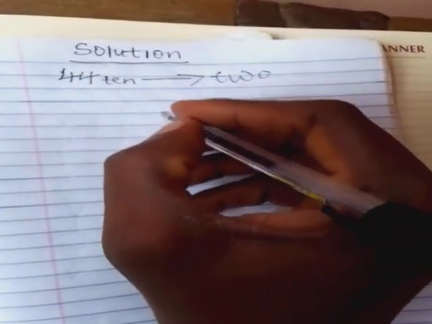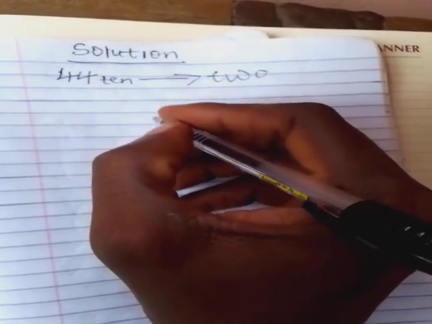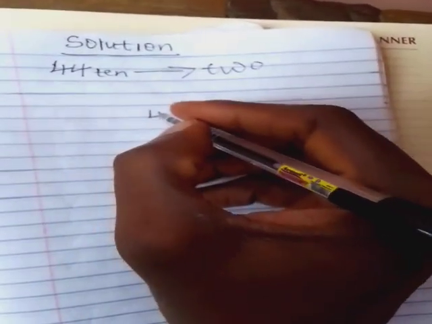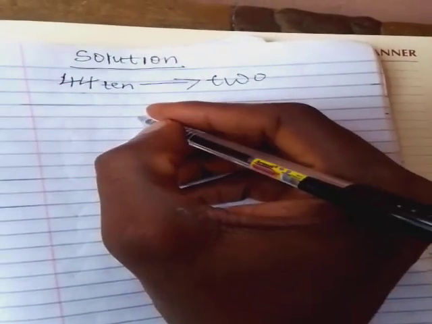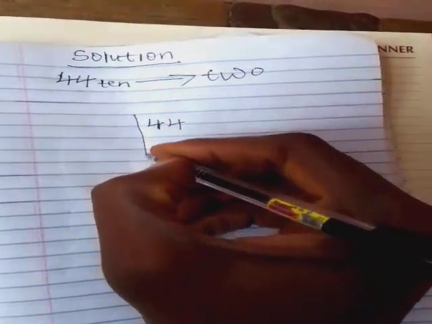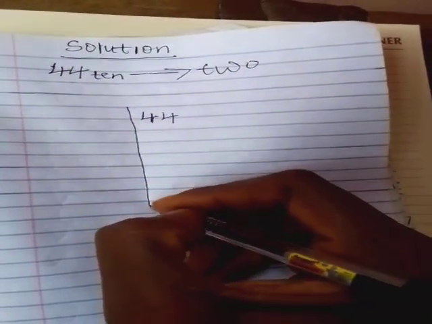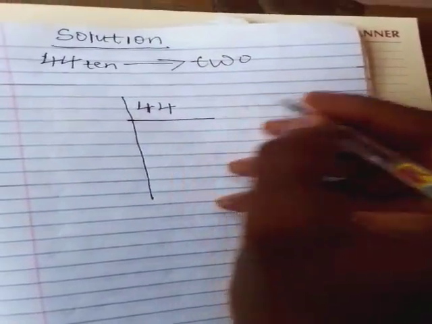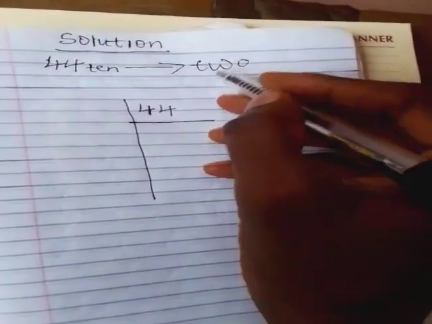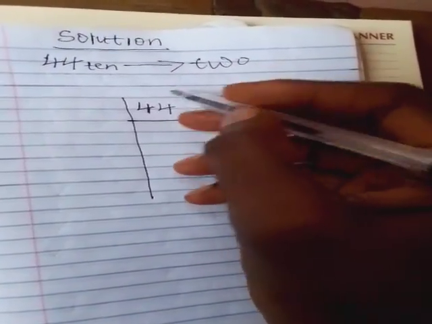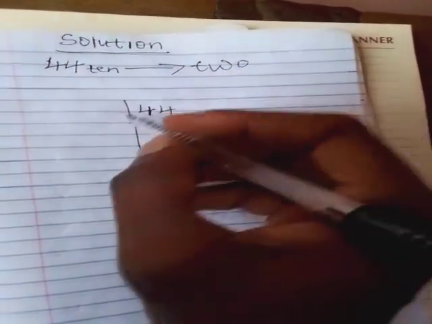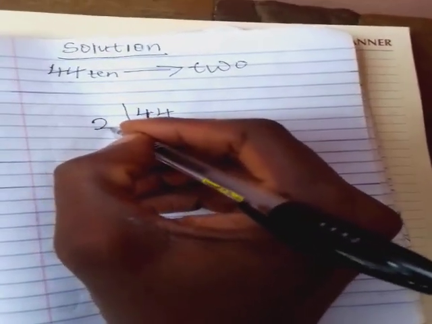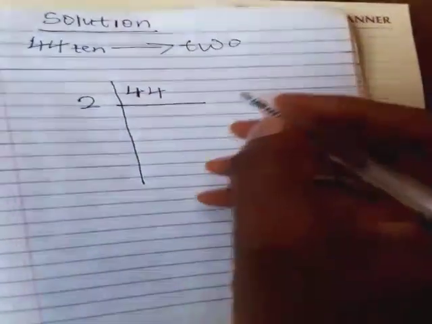So we will write out our 44 here, then we are going to draw our division line. Sorry, it's not going to be straight. We'll draw our line here. Remember, we are converting to base 2. So what we are going to do is start the division with 2.